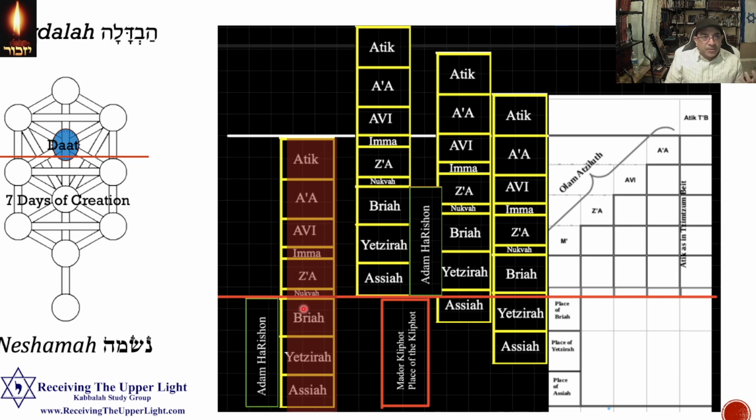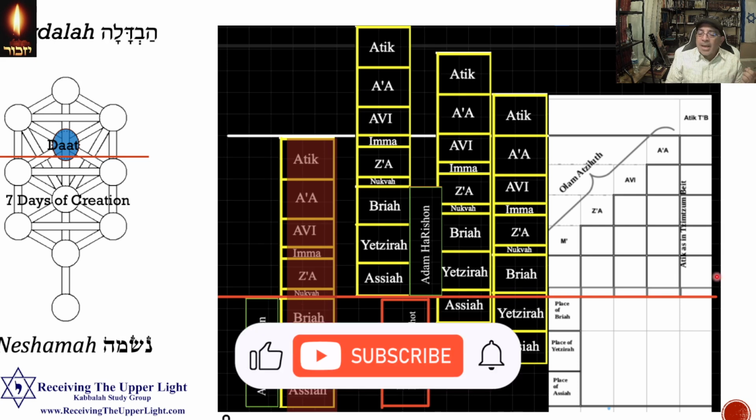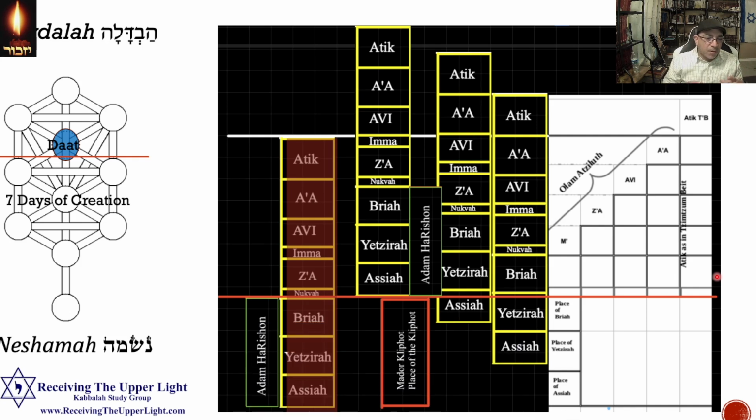Havdalah marks the end of Shabbat, right? And it highlights the importance of what we call differentiation. It emphasizes this distinction between the sacred and the ordinary, and between light and darkness, as we're going to see in one of the blessings that we do. And it also emphasizes the difference between the people of Israel and the nations.